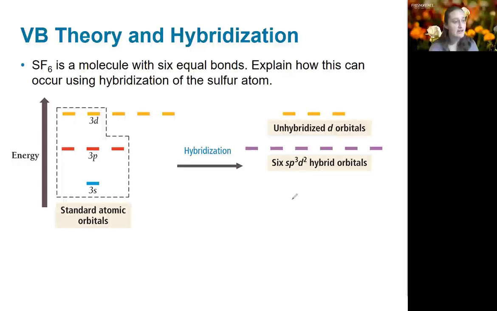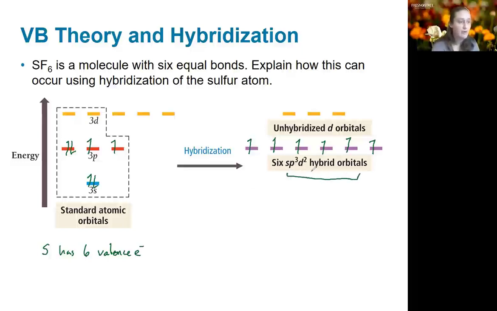We also have some leftover unhybridized orbitals. For sulfur, we have 6 valence electrons. And so we can fill those in the s and the p states. But when we hybridize them, these energy levels are now all at the same energy, and so we would spread them out into the 6 separate d orbitals. That now gives us 6 electrons that can bind with 6 fluorine atoms, and these hybrid orbitals are what form equal bonds.